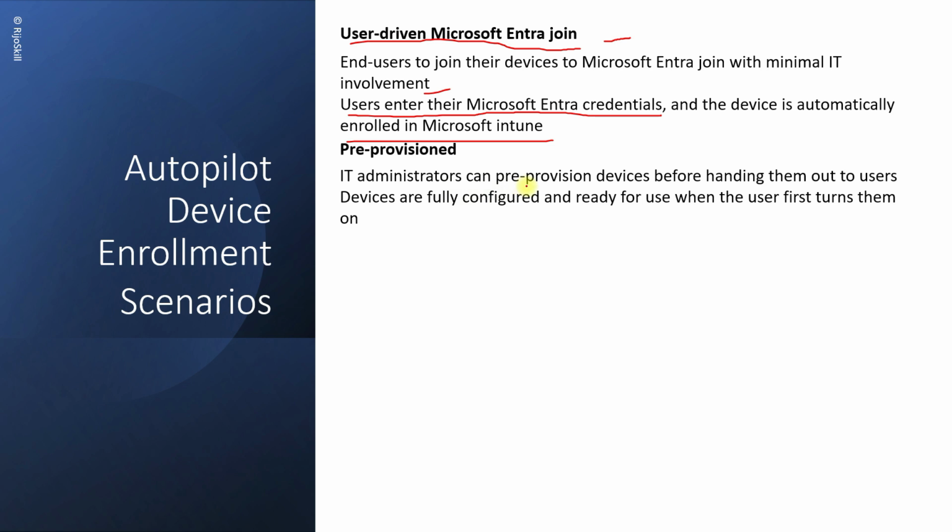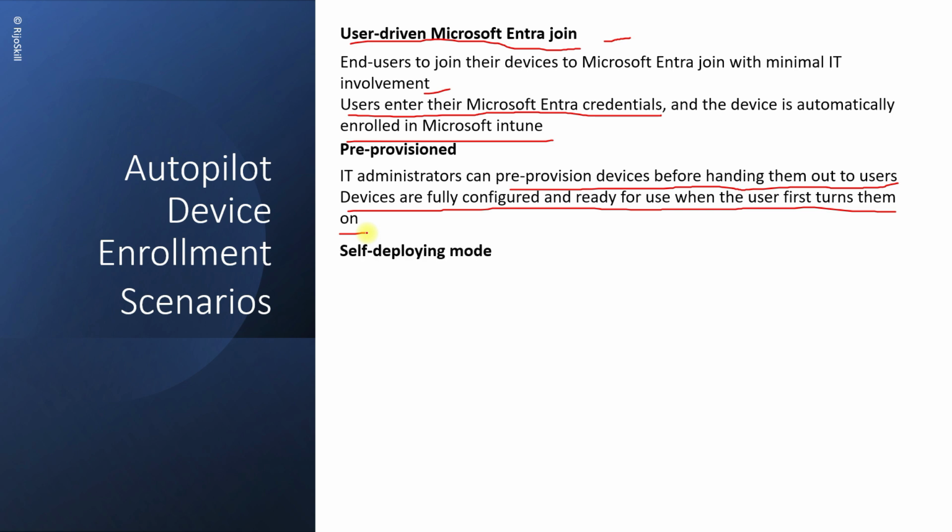The IT administrator can pre-provision the device before handing it over to the user. So the device is fully configured and ready for use when the user first turns on the system. The IT admin in the organization pre-configures all the software and whatever the employee requires, and then hands it over to the user or employee. This type of Autopilot configuration is the pre-provision method.